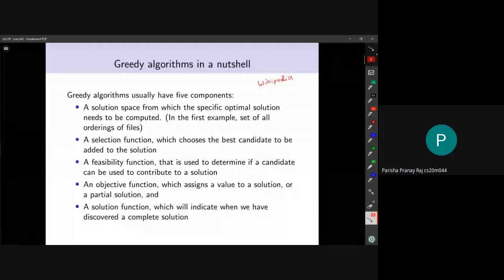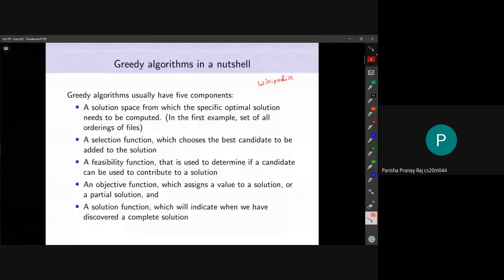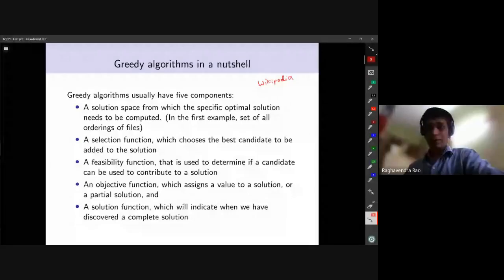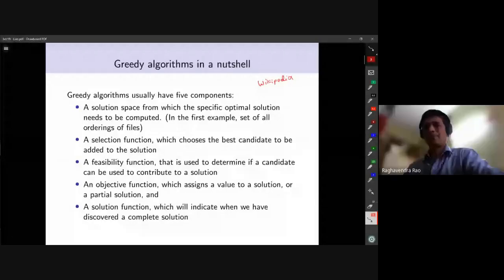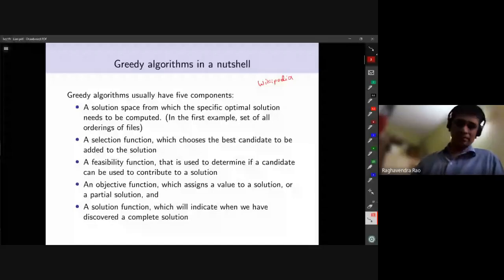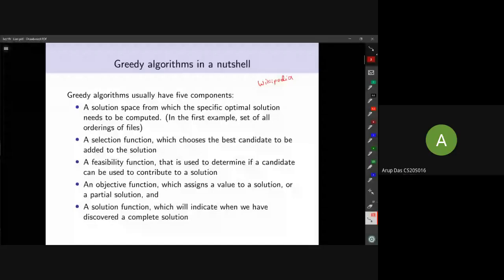Can you give an example of the solution function in the case of storing files on a tape? Storing files is an exception. There is no solution function, because any ordering is a solution there. Okay, sir. Thank you. Technically, you can say the solution function is whether you have stored all files or not. So it will be the optimal solution, not the solution function.